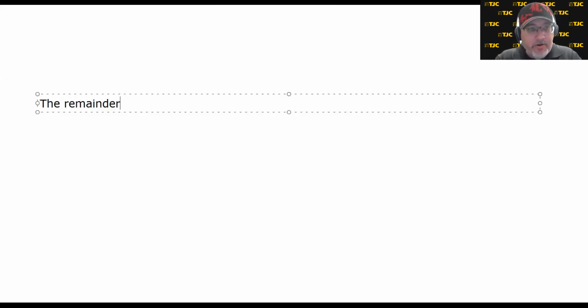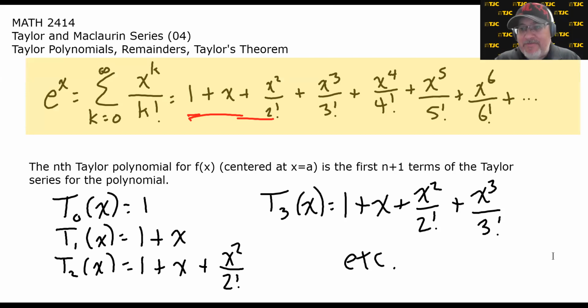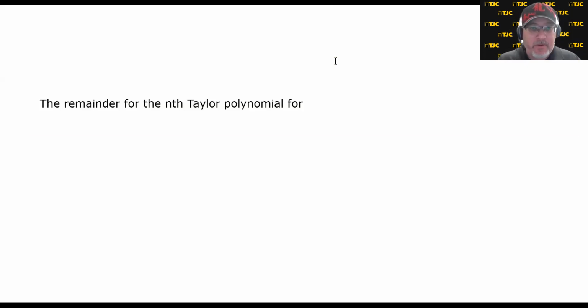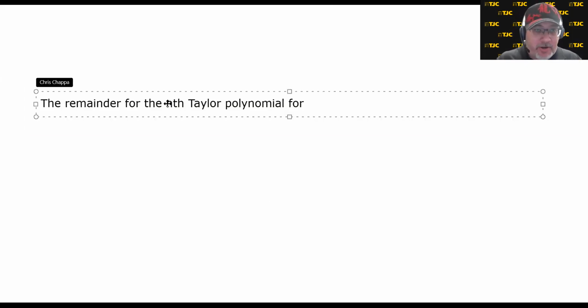The remainder for the nth Taylor polynomial. I'm sorry, I haven't even defined what I meant by a Taylor polynomial in general. We've just done the specific one for e to the x. So let's talk a little bit more generally here. Let's start with the nth Taylor polynomial.